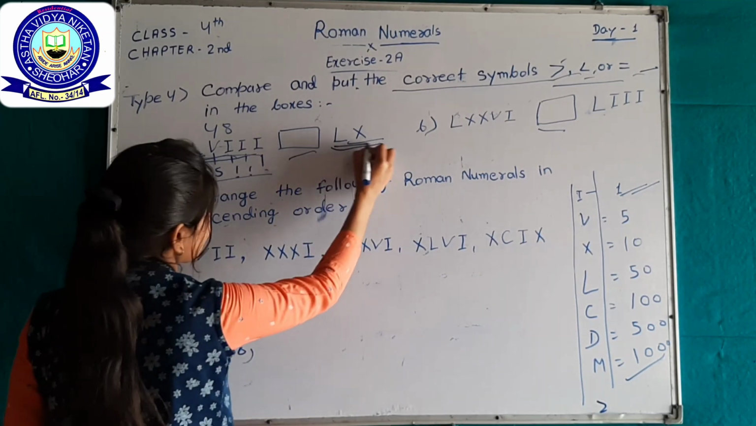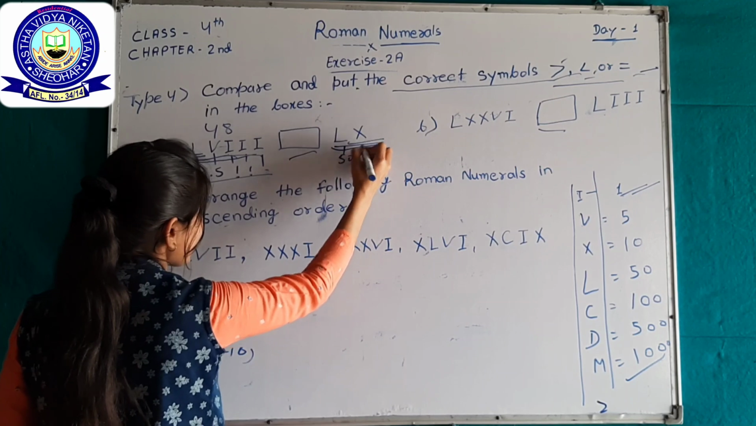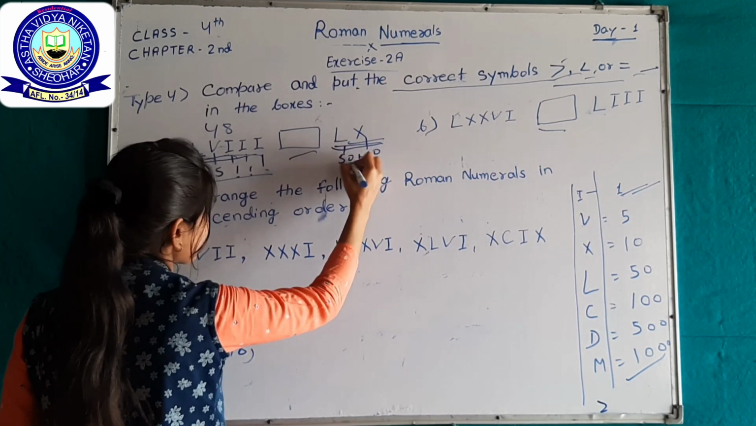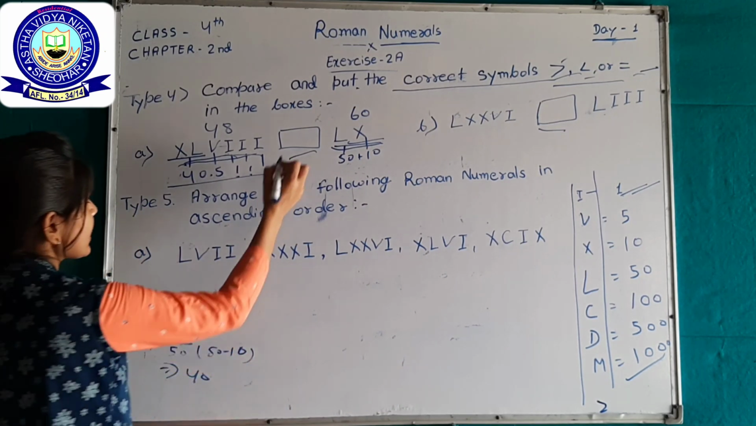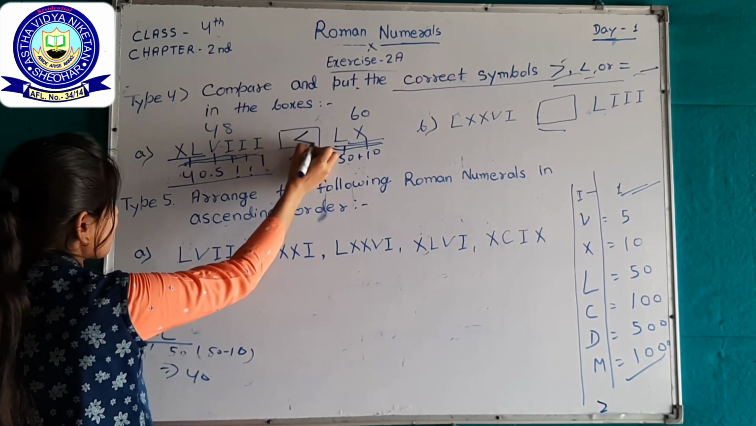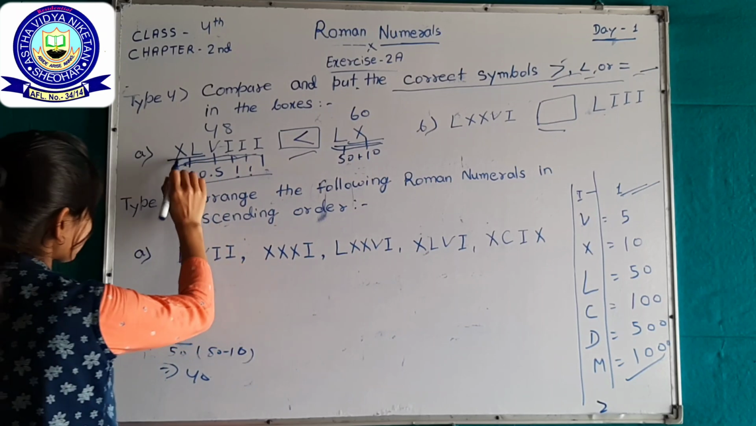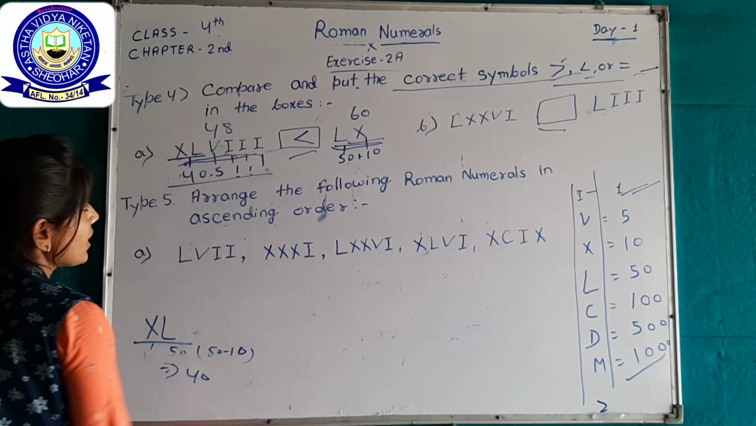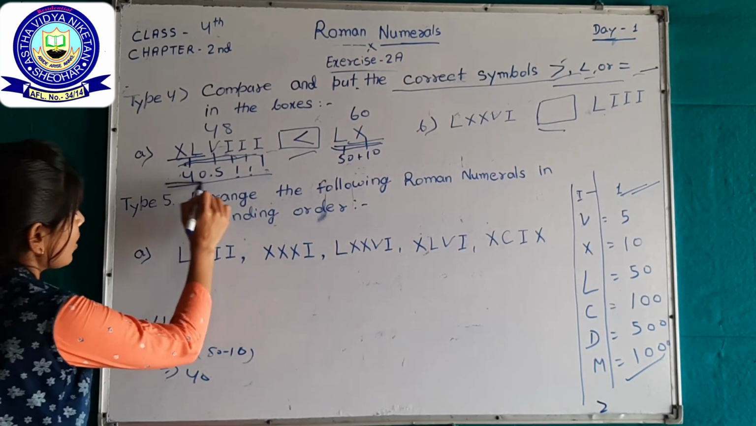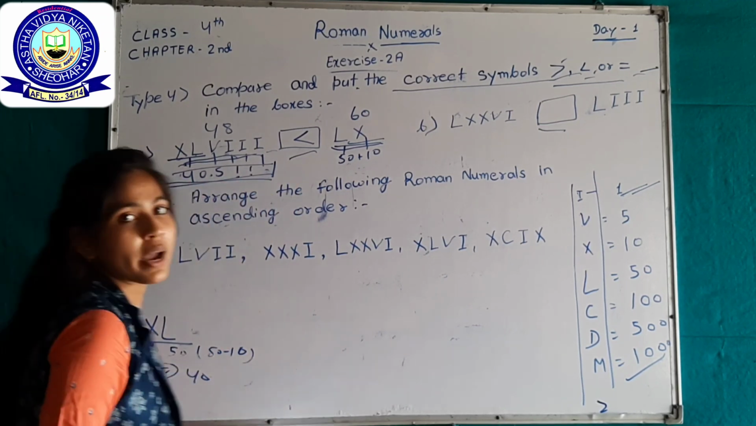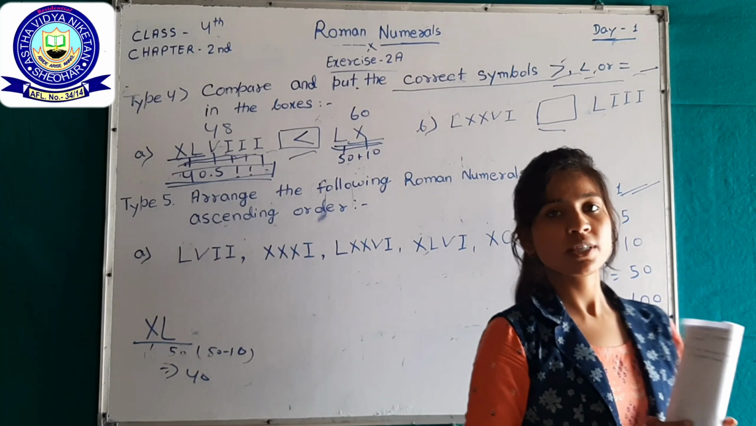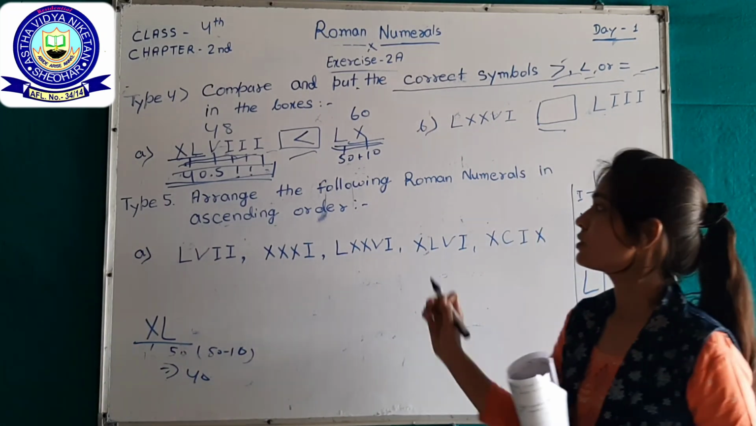And the value of LX: L means 50 and X means 10, 50 plus 10 equal to 60. Which one is greater? 60 is greater than 48. LX is greater than XLVIII. First of all, you have to write it in Hindu Arabic numerals to find out which one is greater than, which one is smaller than and which is equal to.